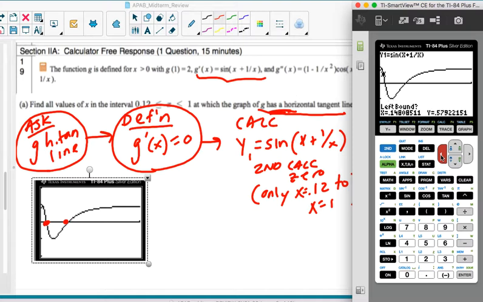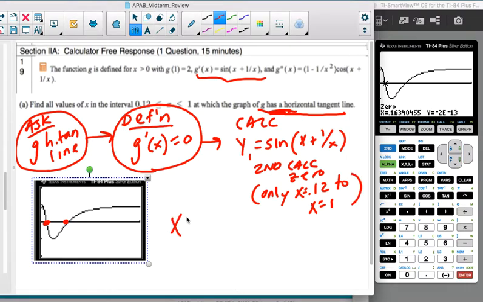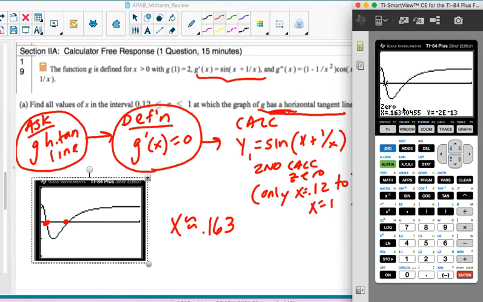So I go all the way over to the first of the zeros. I'm to the left of it. Then I go to the right, and then I hit enter. So the first 0 I get is x approximately 0.163, right? And then I'm going to do it again. And actually, I'm going to just screenshot that guy so we have it.